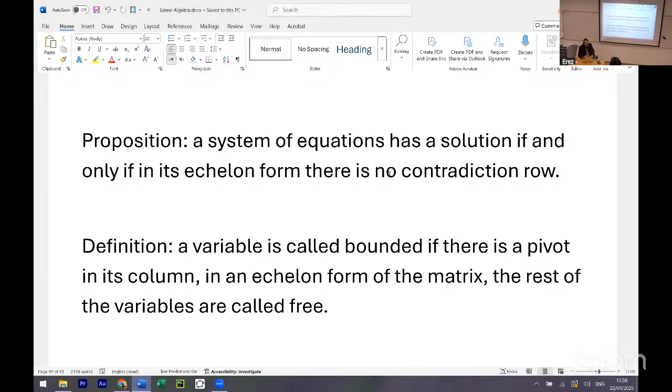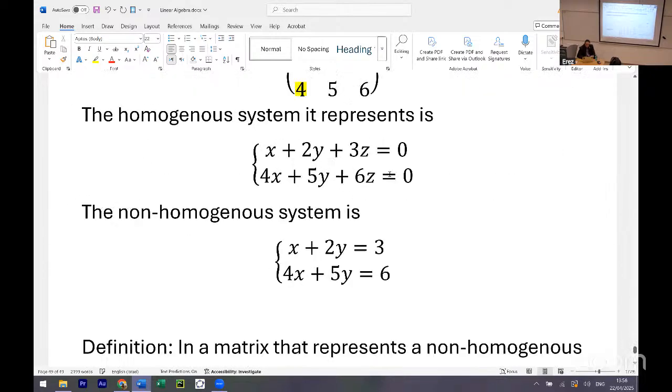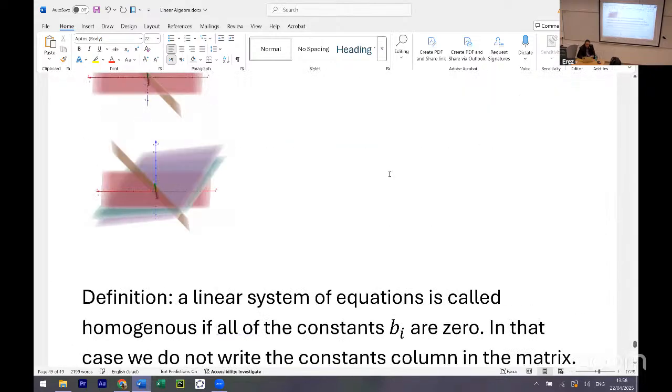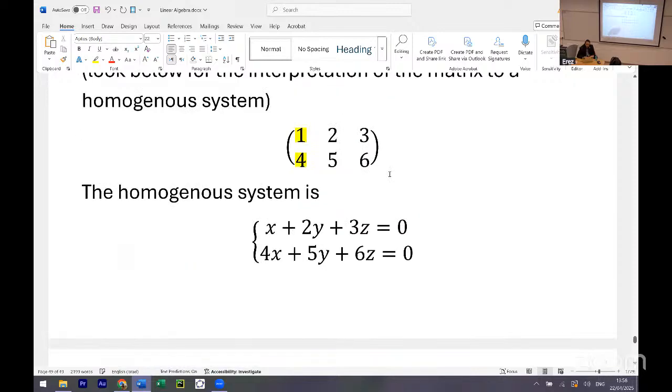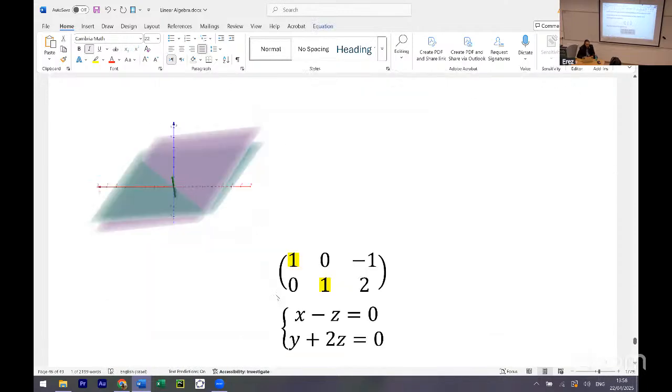Any questions so far? Let's do an example. So let's look at the system of equations we already have and work with it. So we have this system of equations.